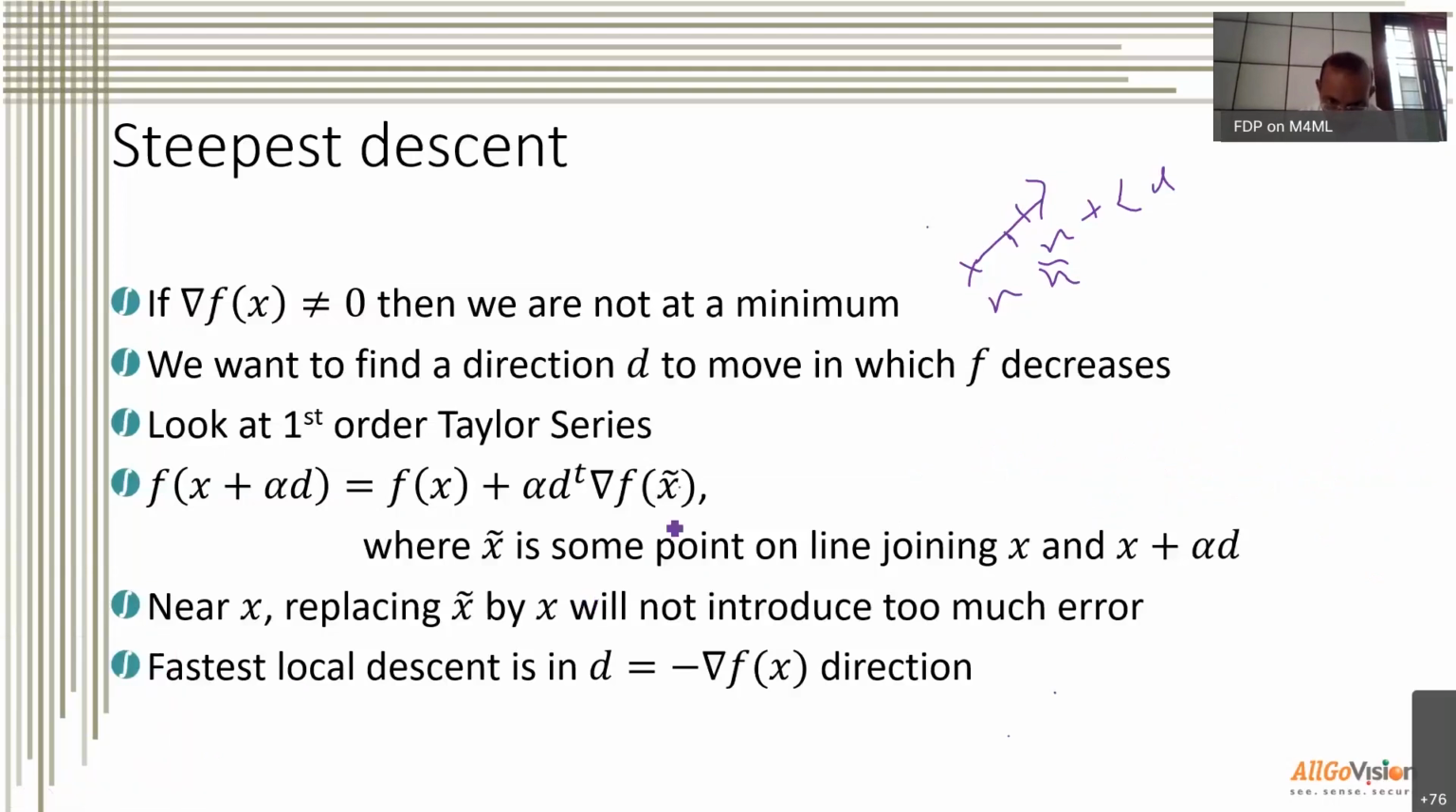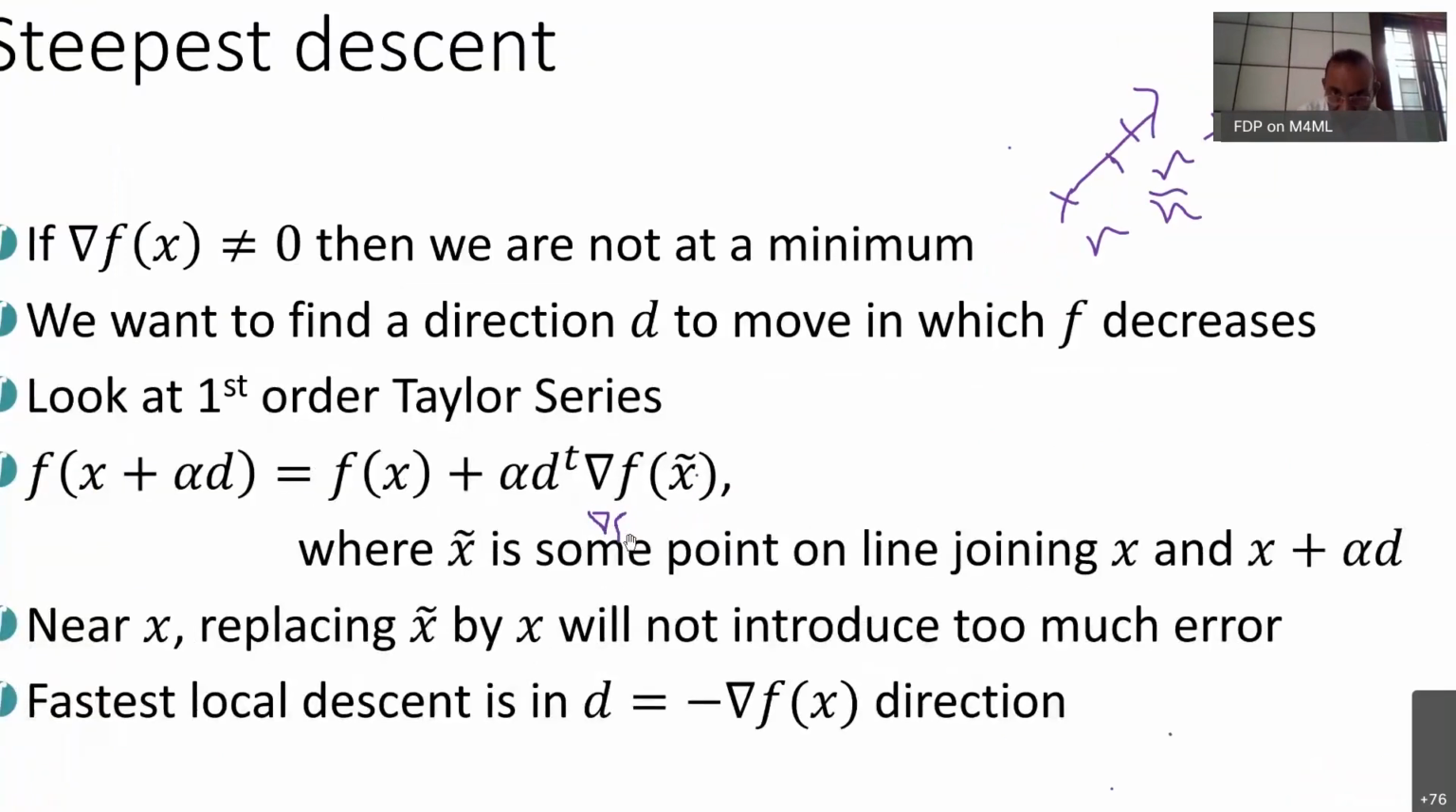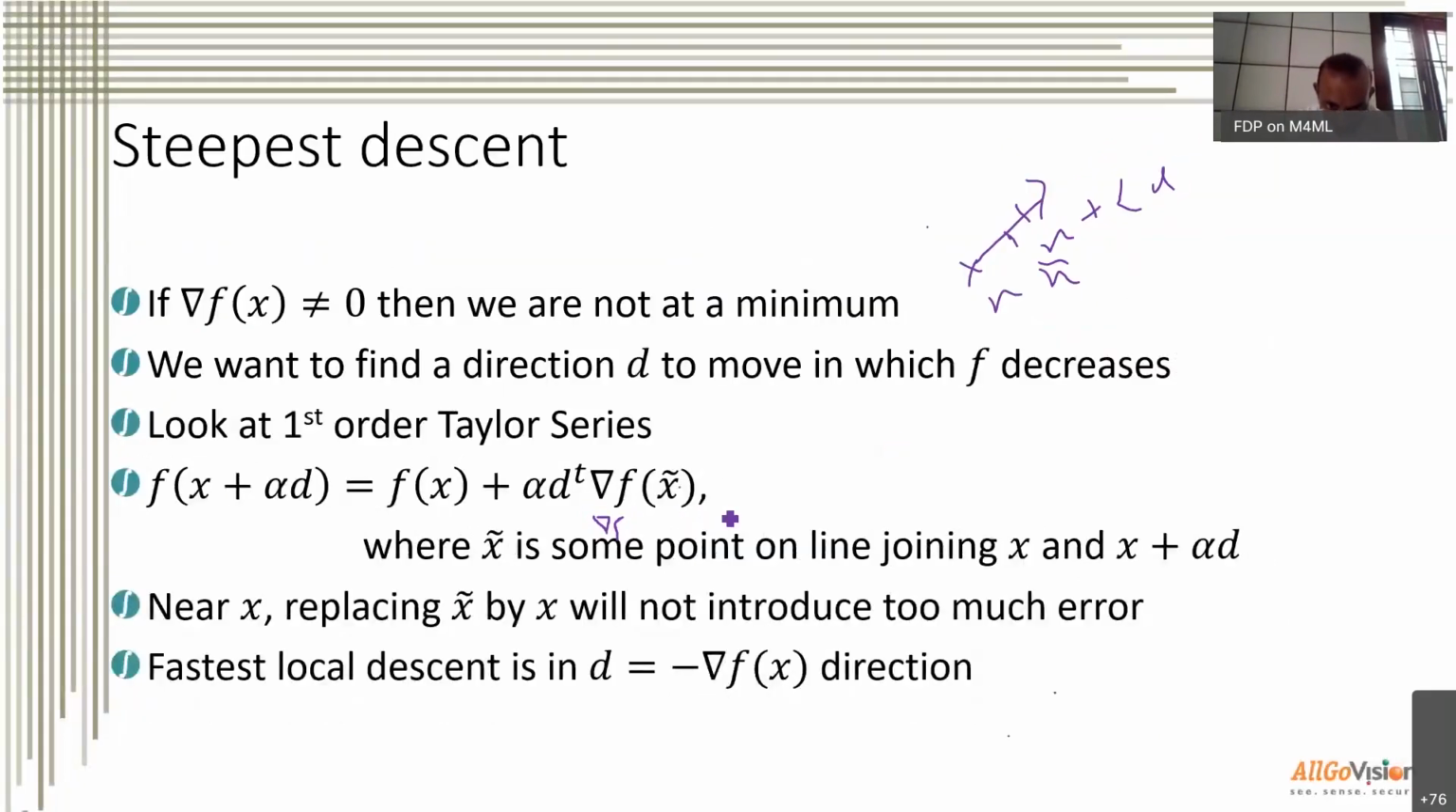So what I meant was, supposing instead of x tilde, I want to use here del f x itself. I don't want to use this tilde. Then what is the impact? Then the error is order of alpha square. That is the error we are talking about.